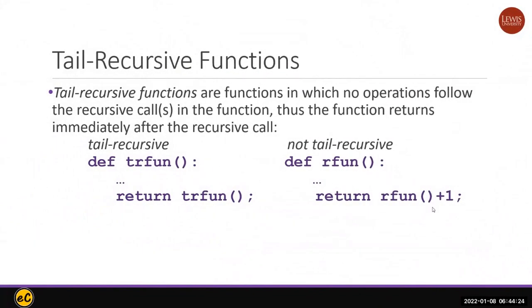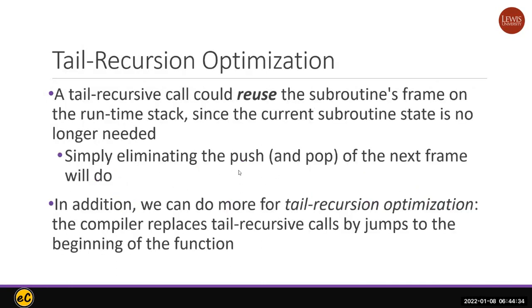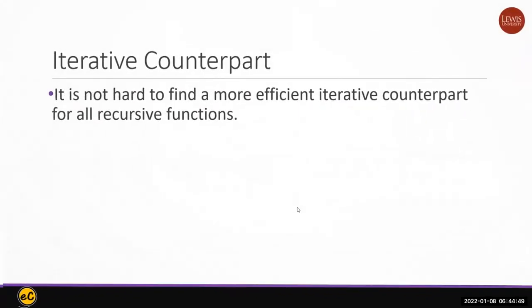If you have a function that continues to do some operation after you return a value from the smaller case, then it's not tail recursion. Tail recursive code can reuse the subroutine's code frame, and that would be easier. So we actually can do optimization in the compiler.